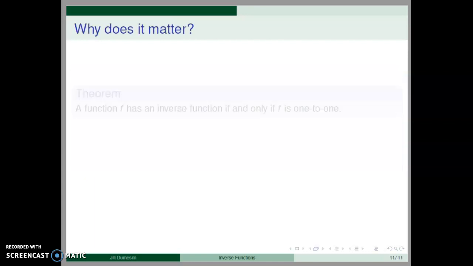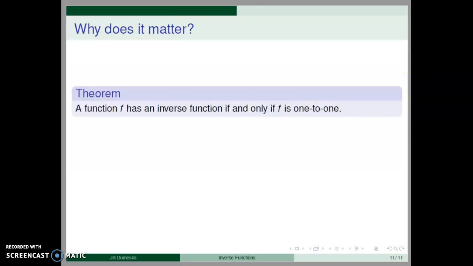Why would it matter if a function is one-to-one? We have a theorem that states a function f will have an inverse function if and only if f is one-to-one. Thus, only one-to-one functions will have inverse functions. In the next video, we will show how to find the inverse of a one-to-one function.